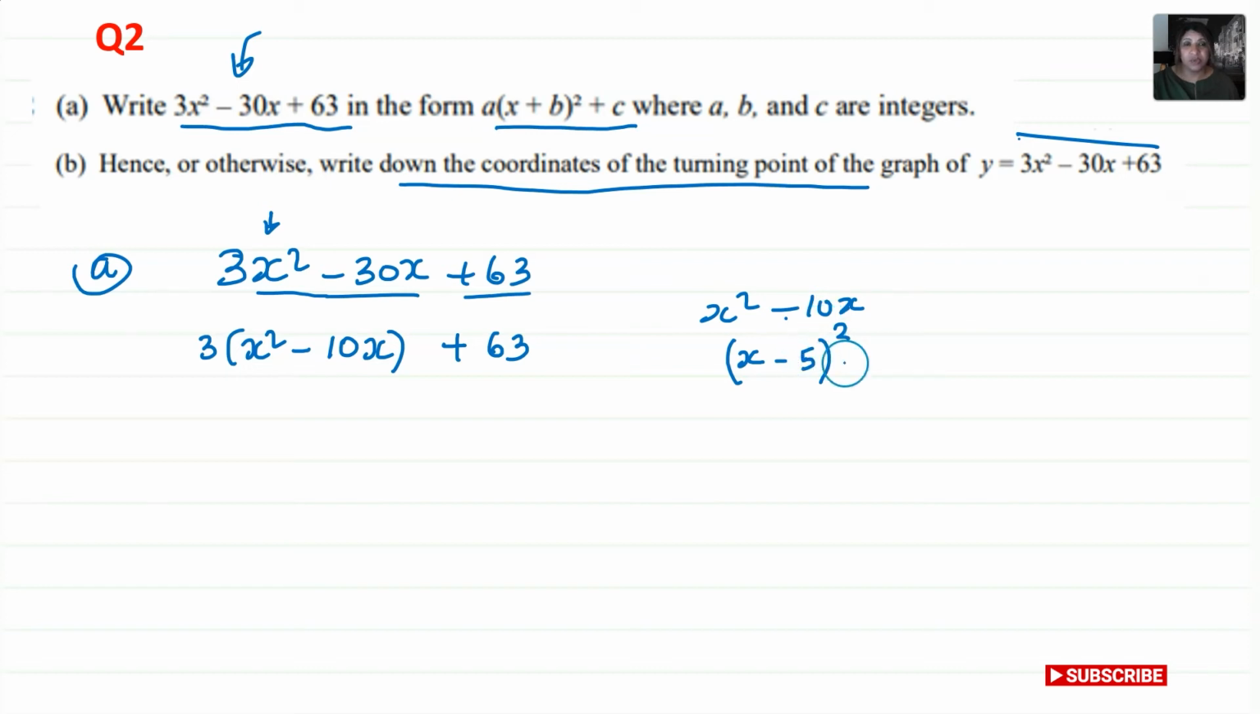What else do we need to do? The minus. Minus what? This number squared. So 5 squared is 25. So now we've completed the square for this part. We're going to bring it back here.